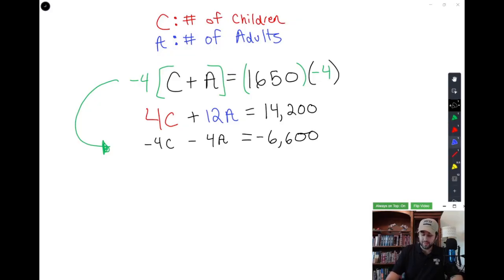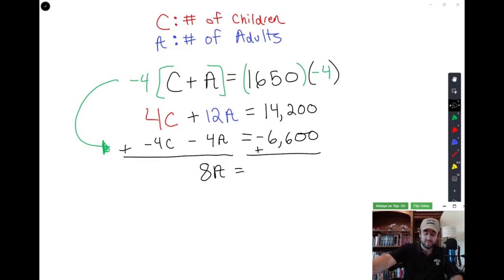All right, then I'm going to add both sides. So draw a line, put a plus sign, and we see those children cancel. The 4 children minus 4 children, we don't know anything about the children yet. But we do know that 8 adults, or $8 per adult, would turn into 14,200 minus 6,600, which is 7,600. And if we divide 7,600 by 8, we're left with 950.